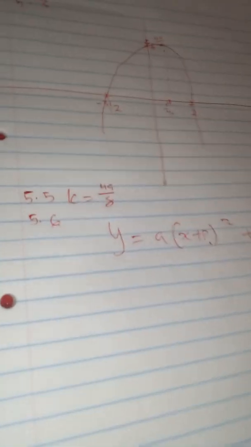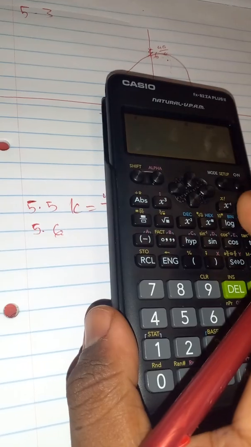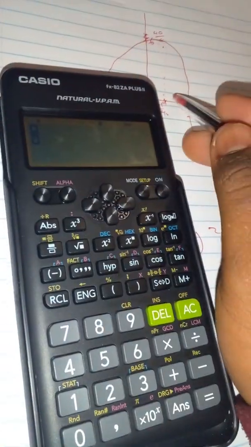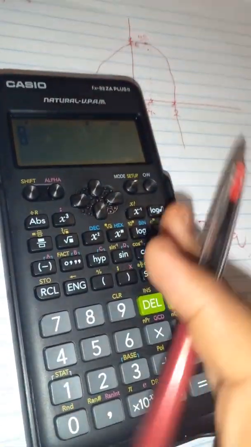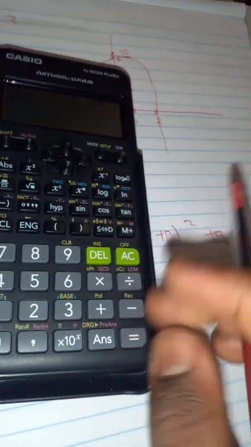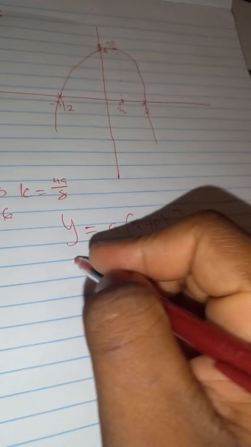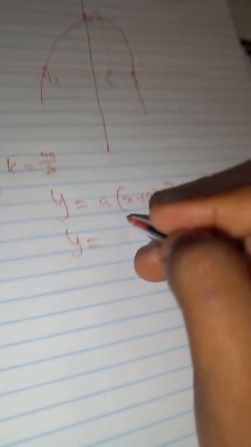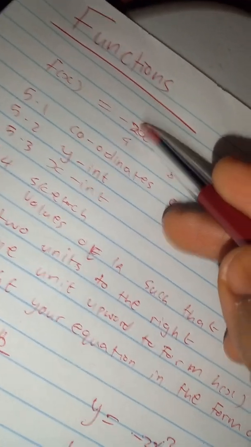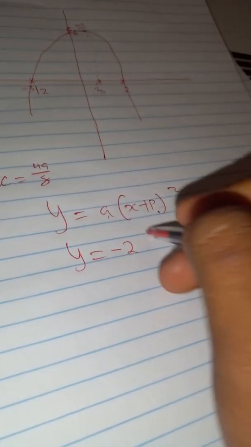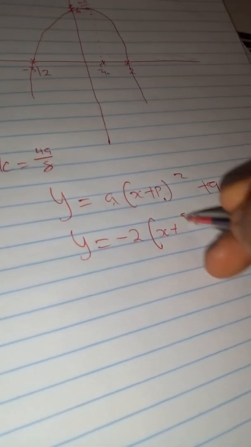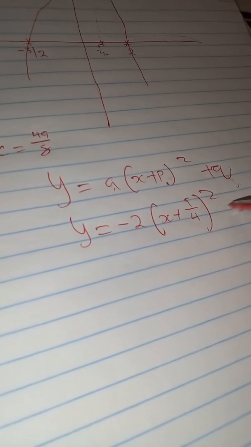So on the x value, 2 units to the right means we add to the x value. My x value is 1 over 4, so I'm going to say 1 over 4 plus 2, which will give me 9 over 4. So already I have y is equal to my a there, it is this one, negative 2, so I'm just going to say negative 2 (x plus 9 over 4) squared plus.